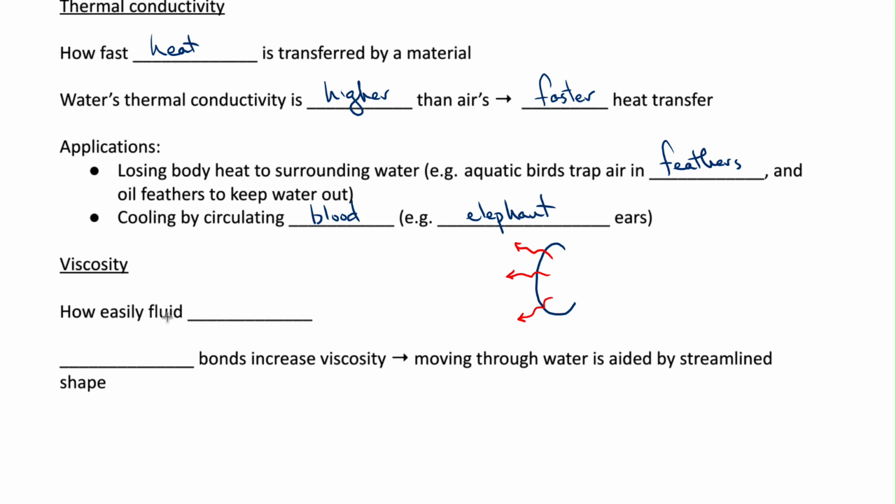Last, let's look at viscosity. This refers to how easily fluid flows. And the hydrogen bonds in water increase its viscosity compared to other liquids, and therefore moving through water is rather difficult, and animals that need to do that are aided by having a streamlined or hydrodynamic shape. And this is more important for animals that move through water compared to animals that move through air, which is less viscous. So that's a look at some further properties of water and how they apply to animal life.